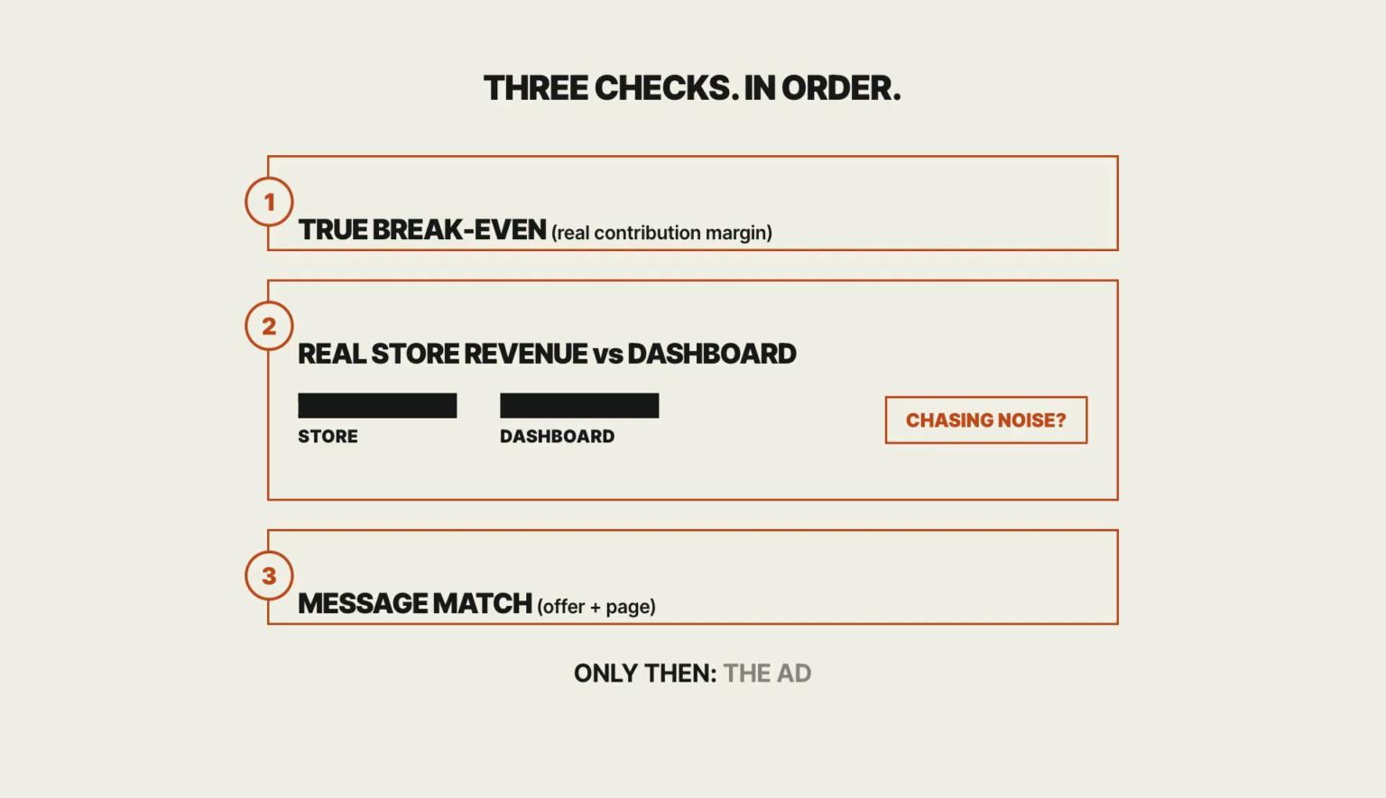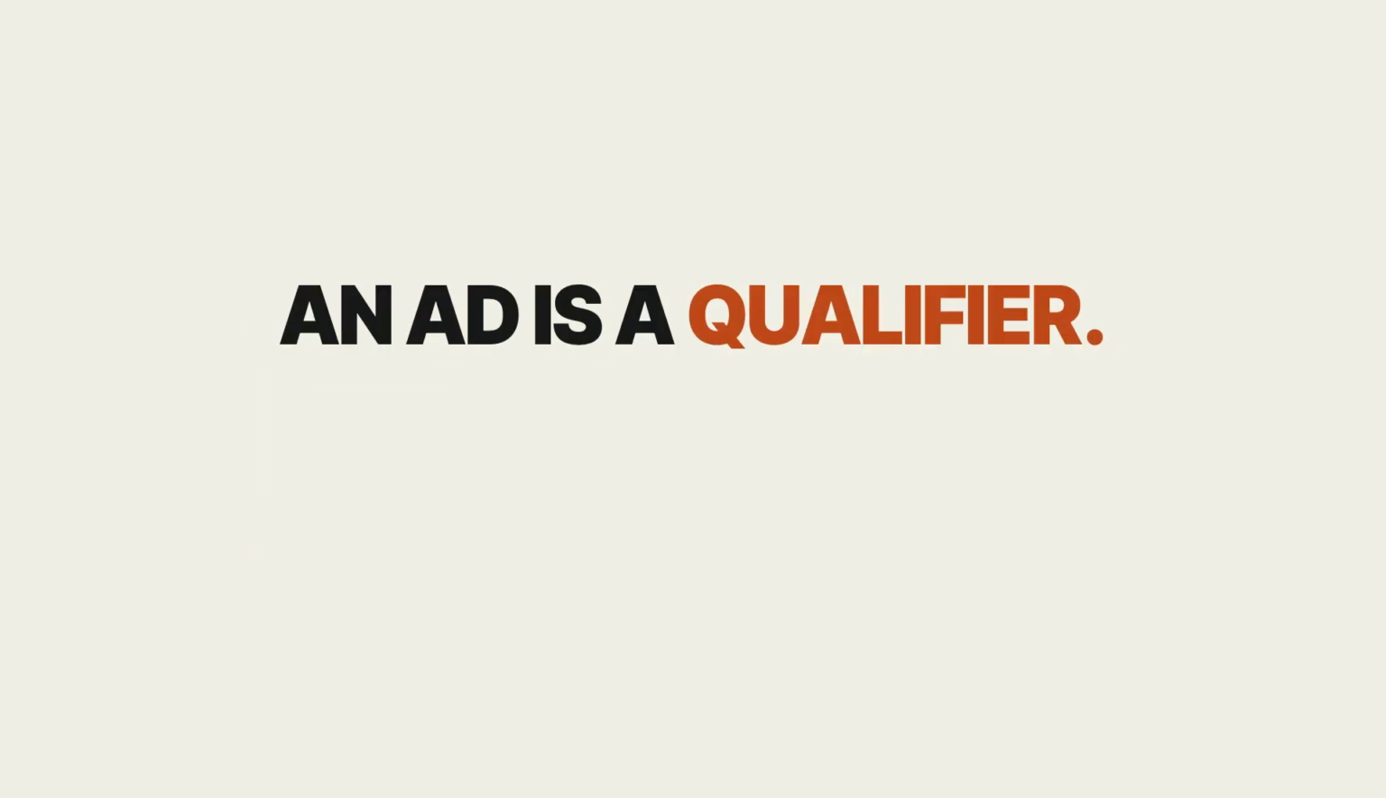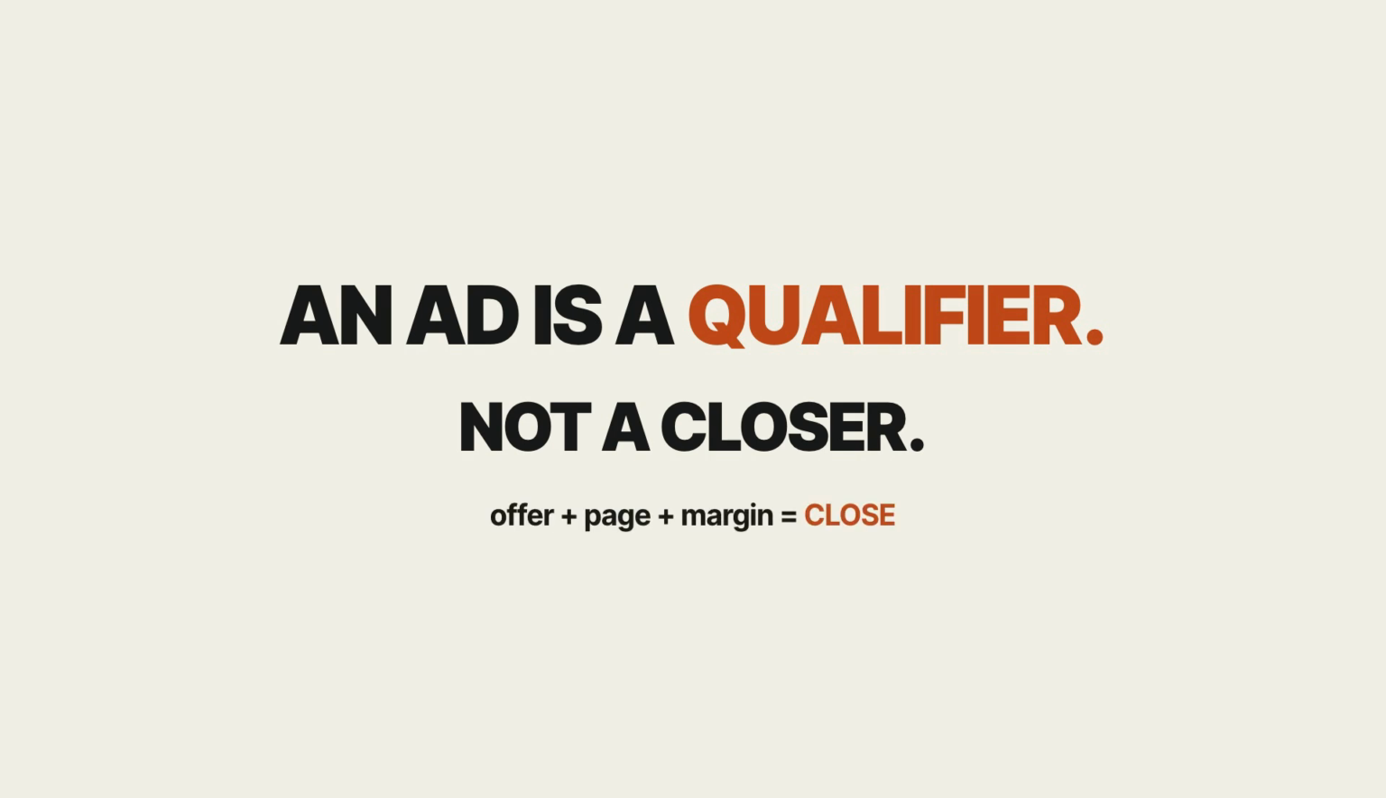Here is the shift underneath all of it. An ad is a qualifier. It is not a closer. It earns the click. The offer, the page, and the margin close the sale. If you have been testing audience after audience, you have probably been asking the media buyer to fix a margin and offer problem it was never built to solve.